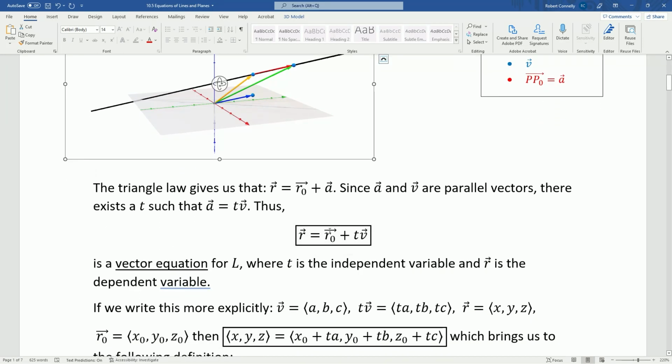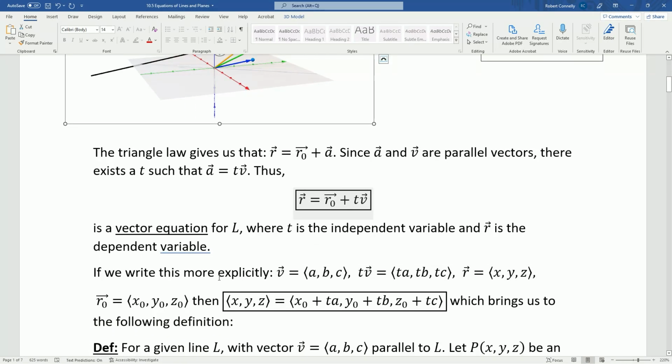So this is what we call a vector equation for L. That's when we describe the line L in terms of its relationship between vectors. So we've got our initial vector to a fixed point, and then we're adding t times the direction vector v here. And the result is the vector that takes us to the point x, y, z that we're concerned with.